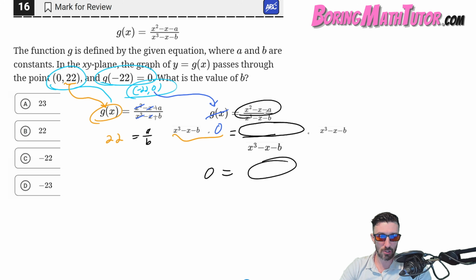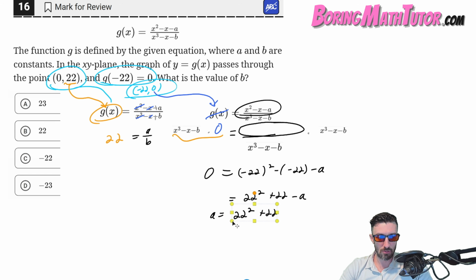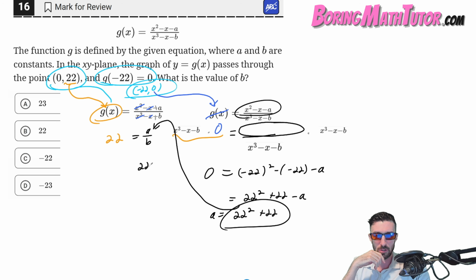And the top in this case, sure, it's this, but I got to plug in my -22. So it's -22 squared minus -22 minus a. So that's just the same thing as saying regular 22 squared plus 22 minus a. And that means that a is equal to 22 squared plus 22. Now remember, I'm actually after b, so I want to now plug this in for a over here. 22 squared plus 22 over b equals 22. Then I want to solve this.